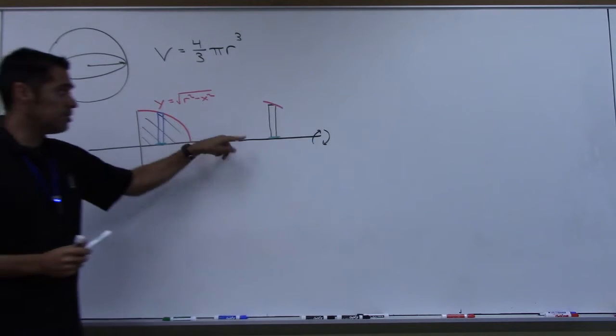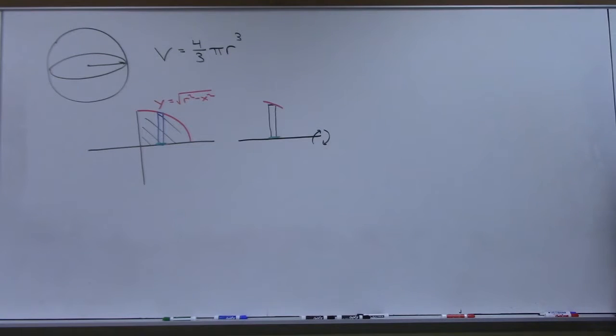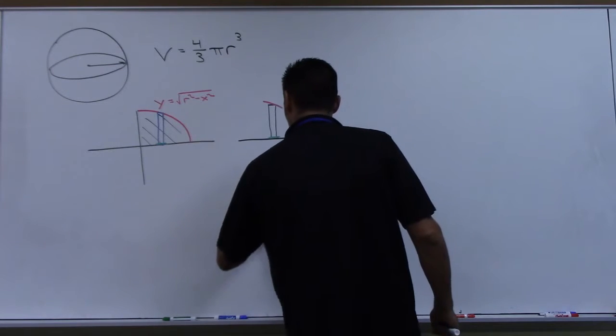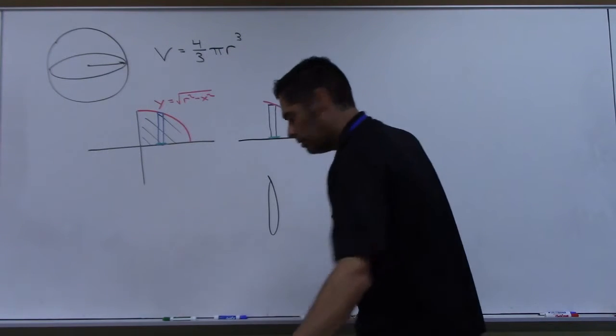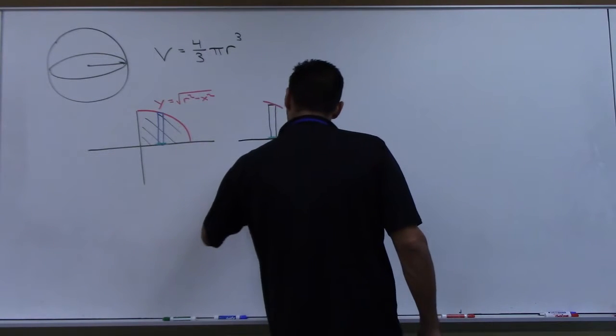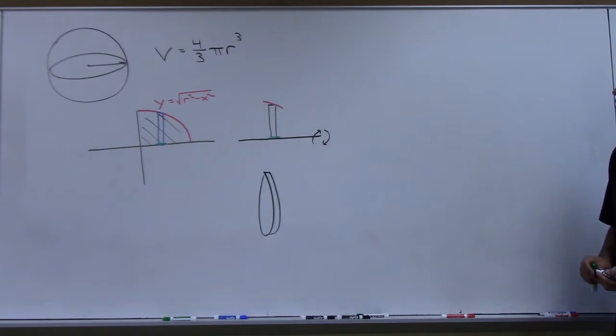All right, I know I'm going to rotate this. When I rotate, am I going to get a washer? Am I going to get a disc? Disc, right? There's going to be no hole in it. So I rotate. I'll do it below. Like this, right? Get a disc.